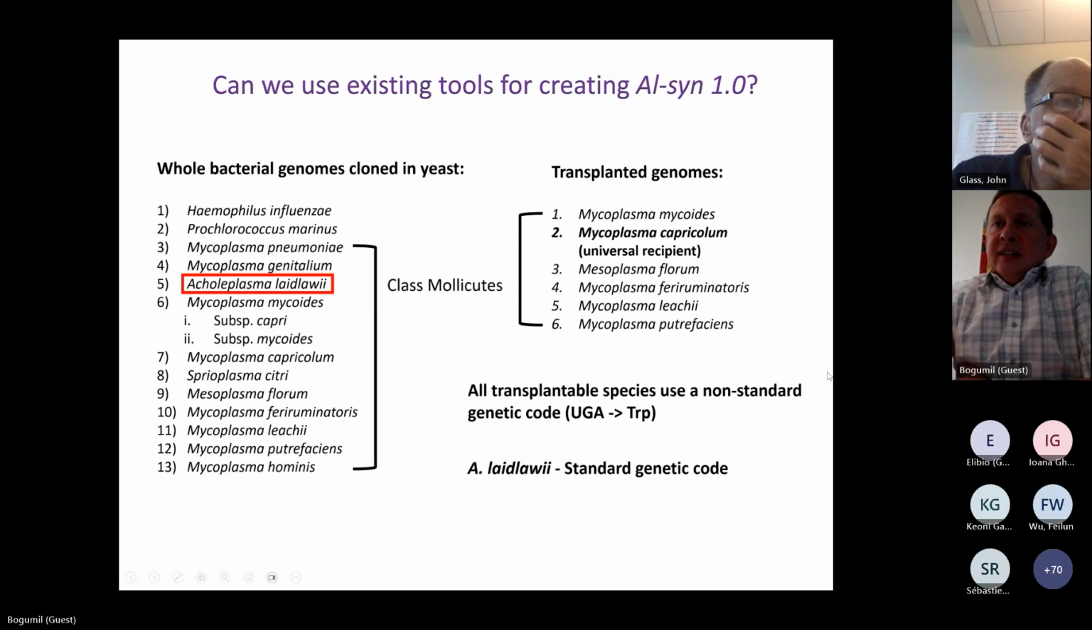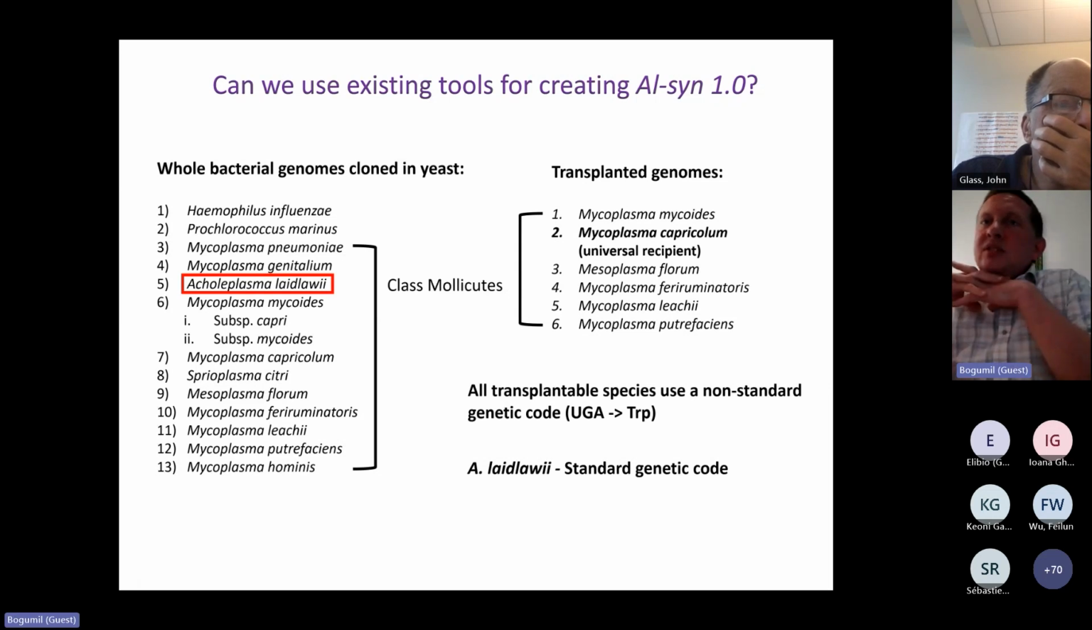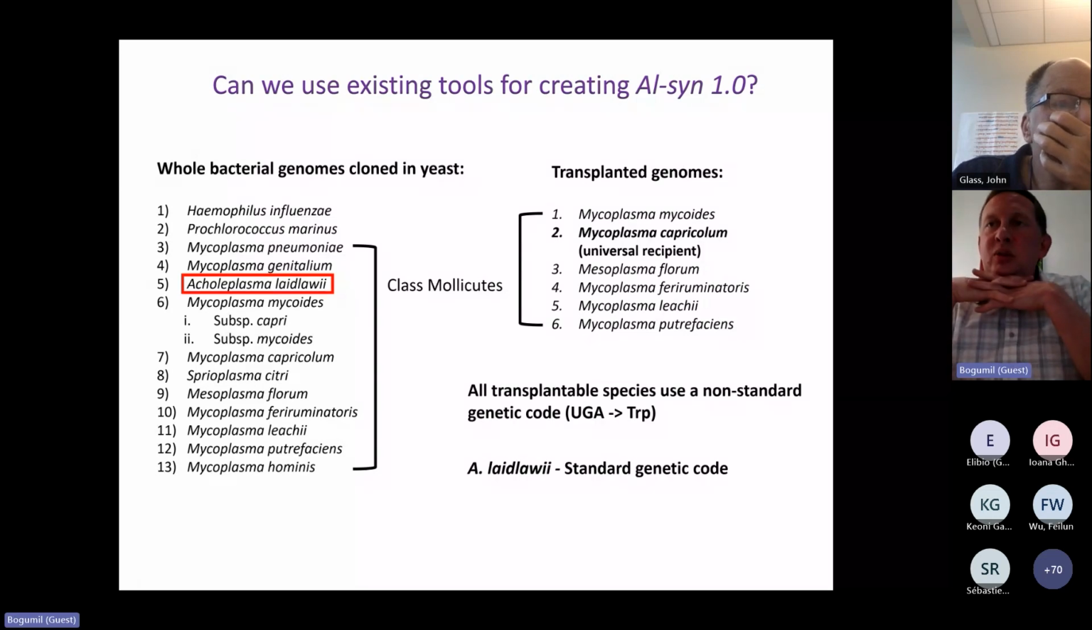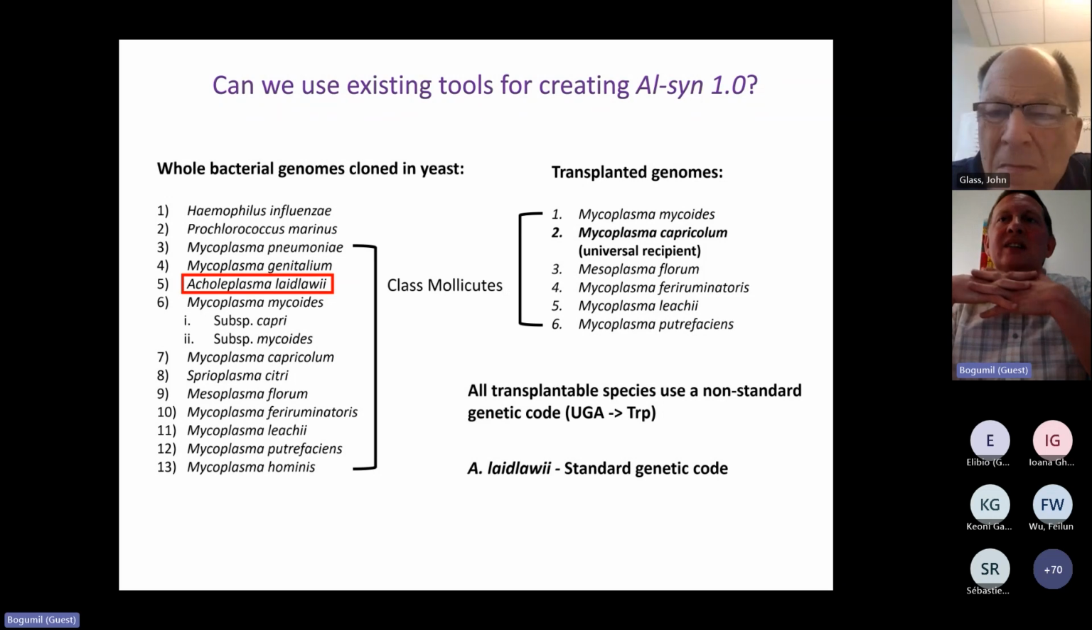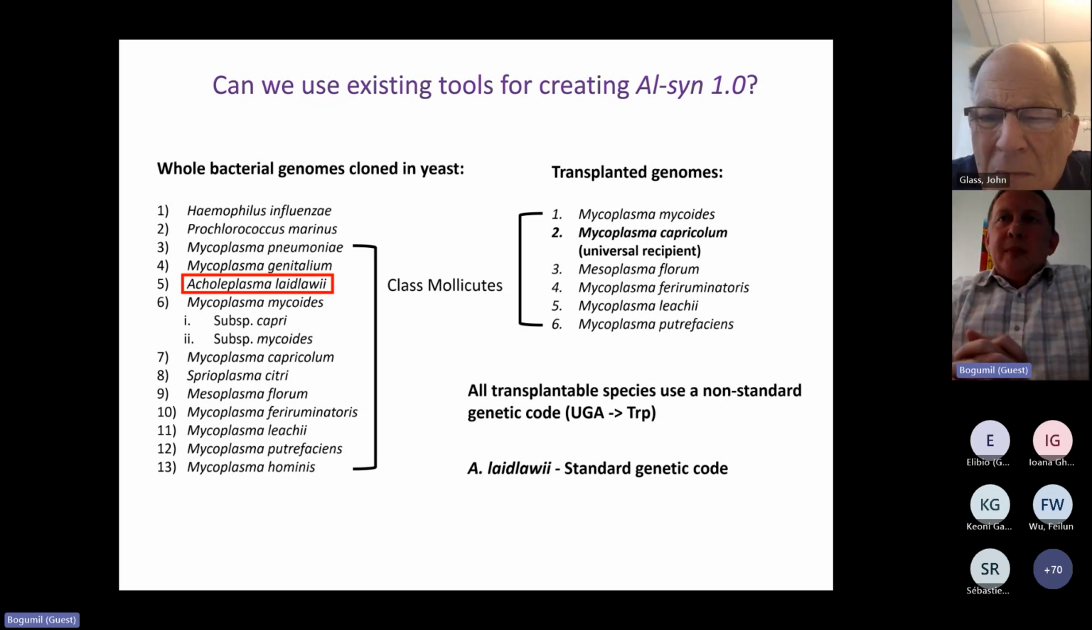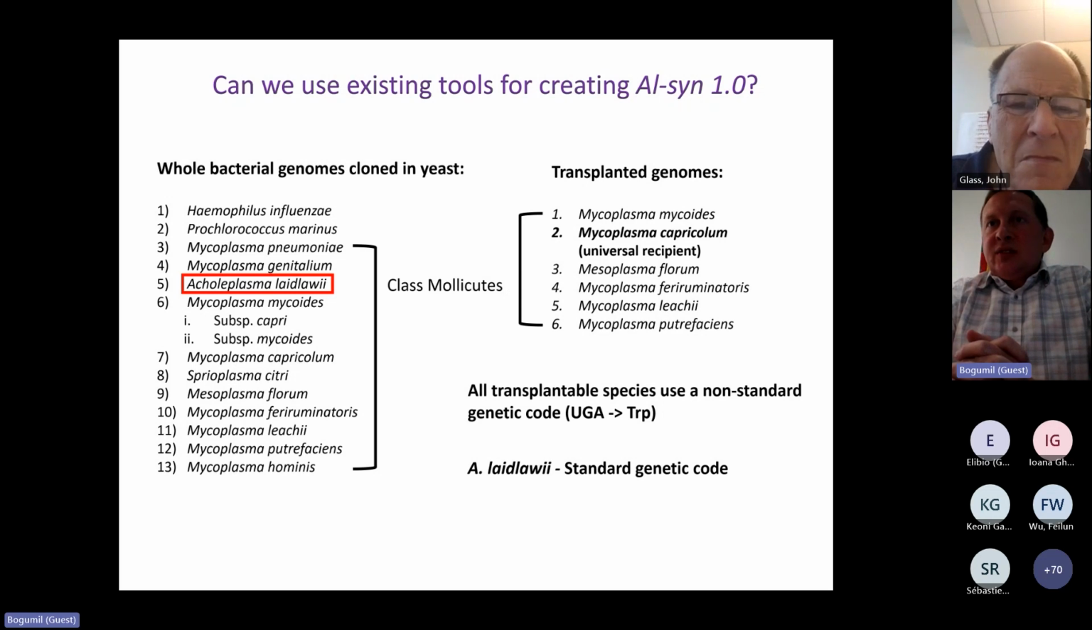And we tried a few times to move the Acholeplasma genome into Capricolum, but that never worked. Probably all those proteins wouldn't have the proper stop codons and everything, so they would create all kinds of longer proteins. So essentially, right now, using the existing recipient cells for genome transplantation probably will not work for Acholeplasma.